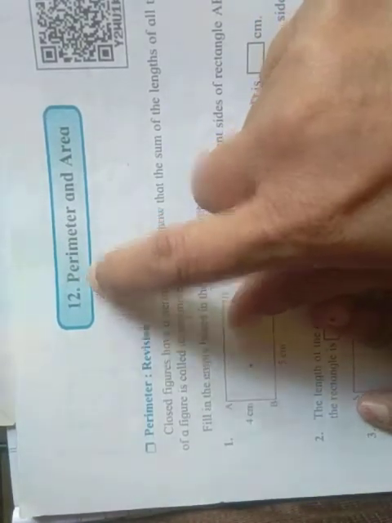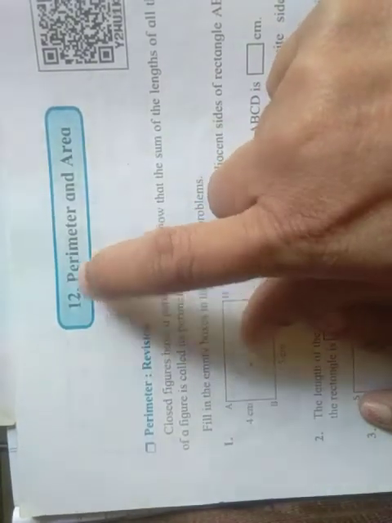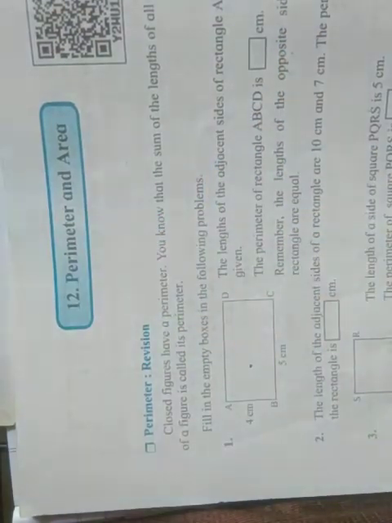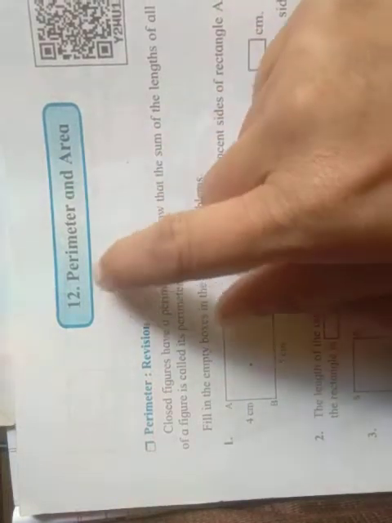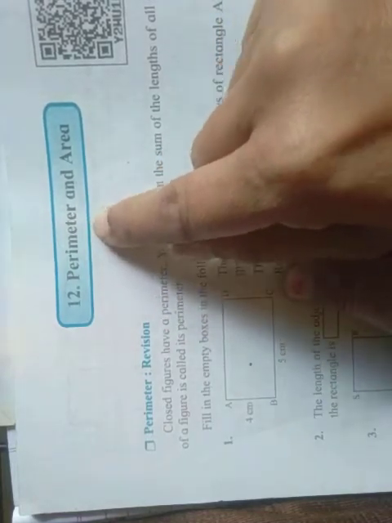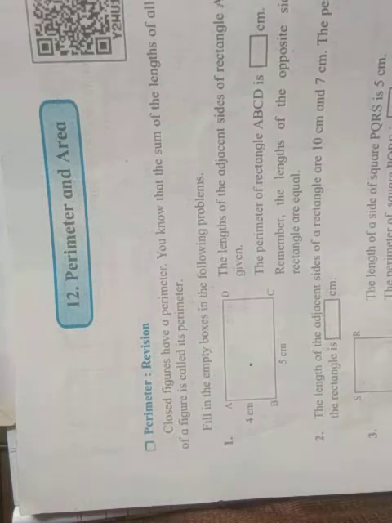So see, so many words I have told you. The meaning of peri is either sides, boundary, border, or the side. Okay, so these are the meanings of the word peri. Now meter means what? Meter, always remember, means to measure. So when we say meter, it is nothing but to measure. So here we are going to learn how to measure the sides of the given figure.